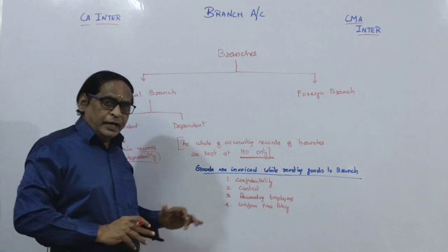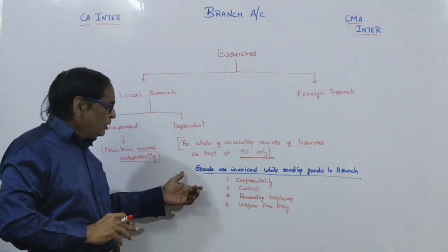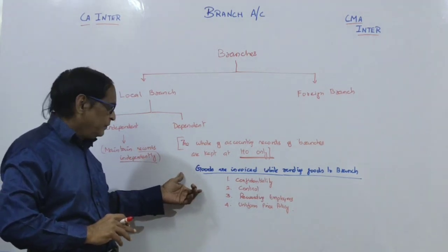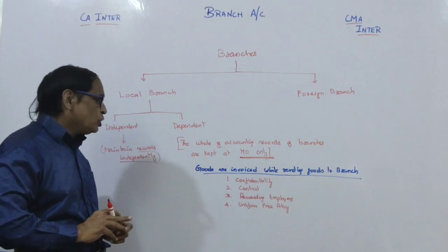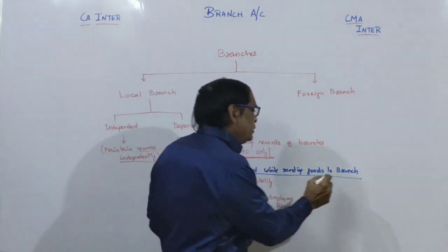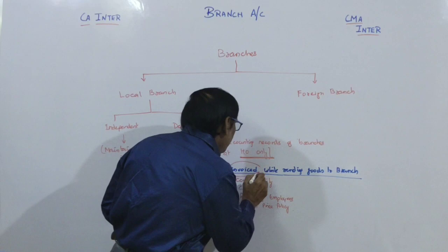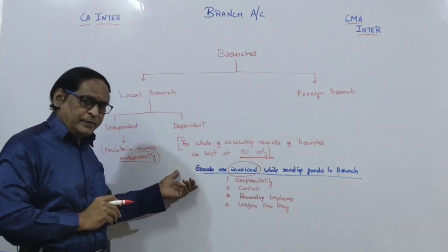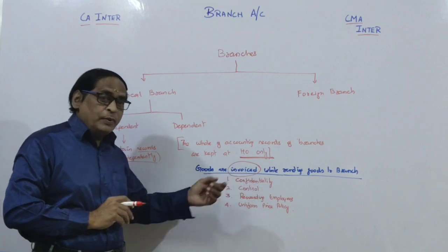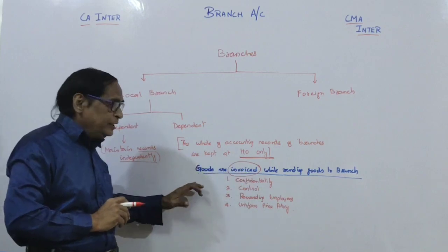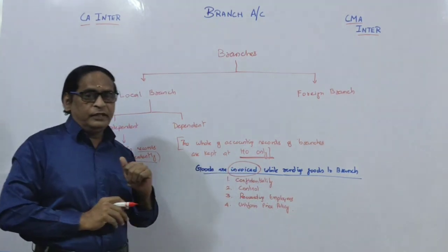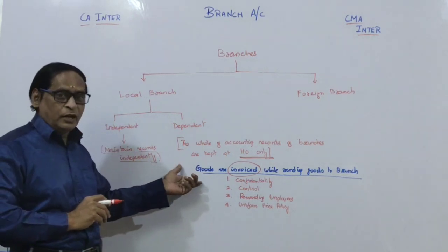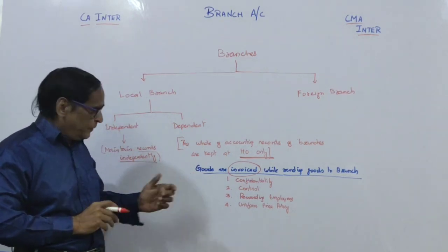And then a year before the last year, one important question was asked in CA Intermediate. That question is, why are the goods invoiced while sending goods to branch? Goods are invoiced means what? It is not sending the goods to the branch sometimes at the cost price. It is supplying the goods only at invoice price. Why? What is the reason? This question has been asked a year before the last year.